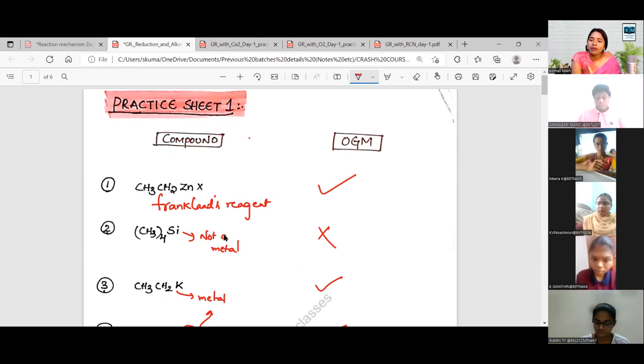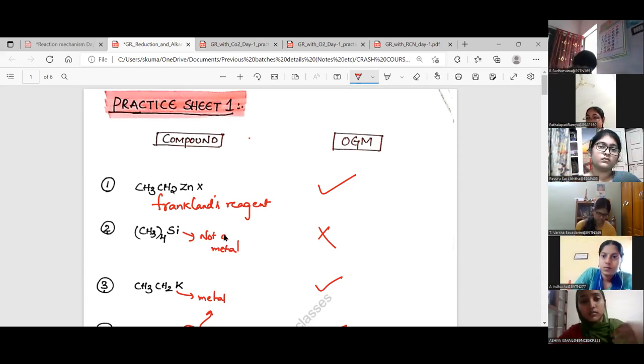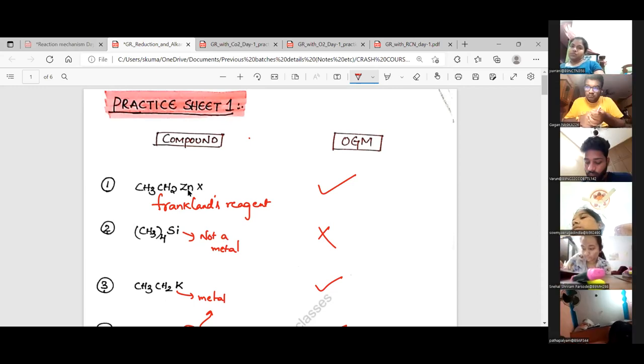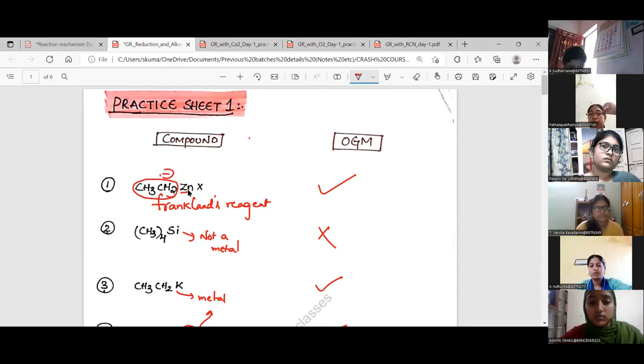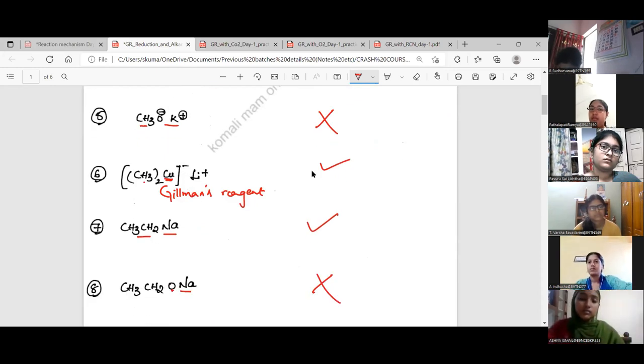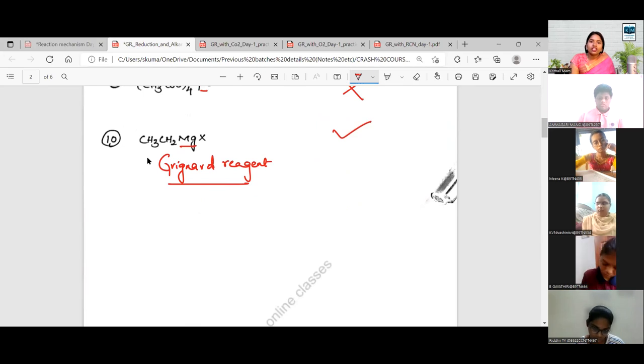What happens when a metal-carbon bond is there? Metals have a tendency to lose electrons, so the metal is electropositive. Those electrons are gained by the alkyl part and it goes out as CH3CH2-. It is a good source of carbon anion. In the case of Gilman's reagent, you need not be confused. Its function is it gives only CH3-. And any Grignard reagent is a good source of CH3CH2-.